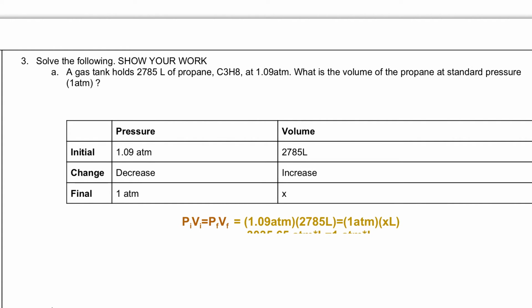And so my PI VI equals PF VF. If I plug in those numbers, I get 1.09 times 2,785 equals 1 ATM times X number of liters. If I do that math on my calculator, I get 3035.65 ATMs times liters equals 1 ATM times liters. And so when we divide, my ATMs cancel because I'm going to divide both sides by 1 ATM.